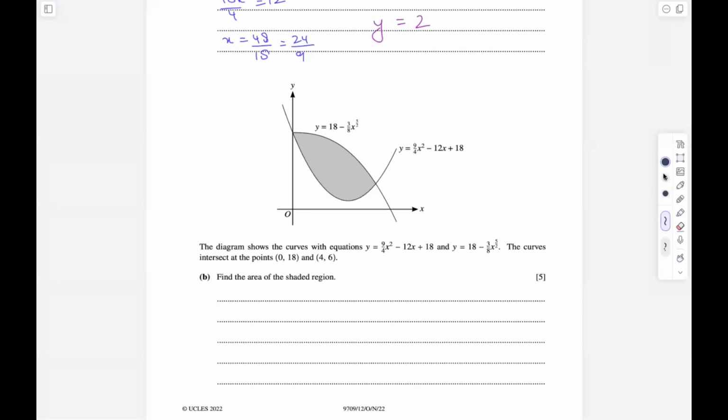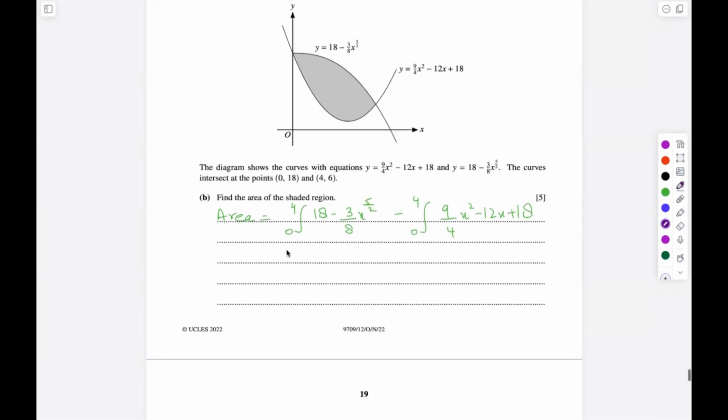Now to find the area, we'll first integrate both of the equations. So the area will be equal to the integral, with the limits 4 and 0, of the first equation, 18 minus 3/8 x to the power 5/2, and we'll subtract from it the area under the curve of the equation 9/4 x squared minus 12x plus 18.